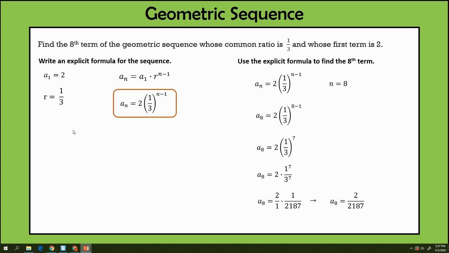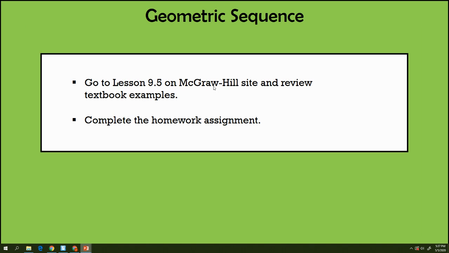Okay, so that's how we write a geometric sequence. It's called explicit form or an explicit function, and you can write those and apply them and find whatever term they ask you to find. Homework is very straightforward. Hopefully you have a lot of success.